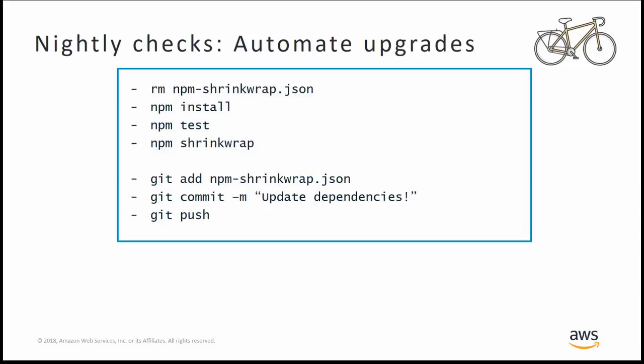This is an example of my build spec for my automated upgrades build that I kick off every night. So here I'm regenerating an npm shrink-wrap file, which is similar to gem file locks or PyPI locks in Python and Ruby. And at the end of it, I'm simply adding that shrink-wrap file to my CodeCommit repository and pushing that to CodeCommit.